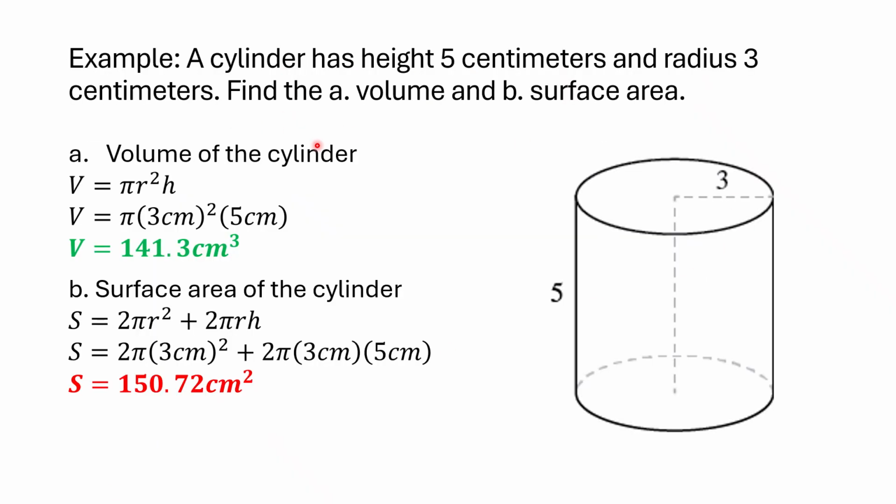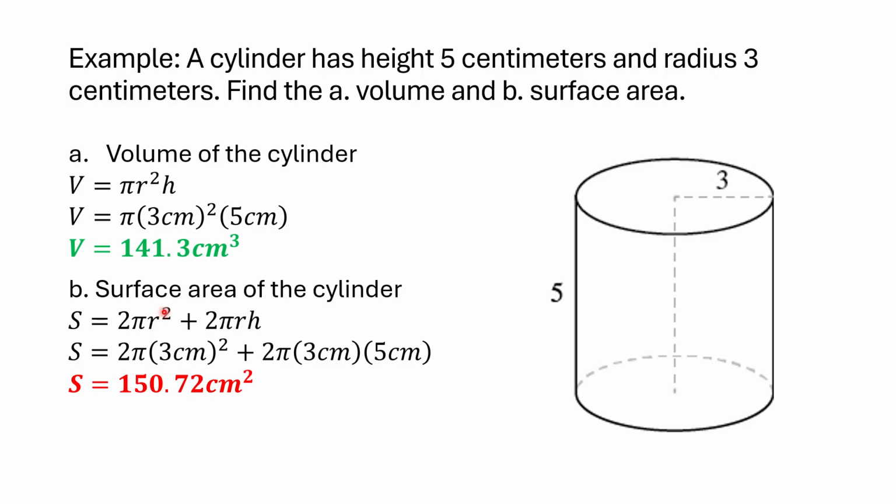Okay, now let's take this example here. A cylinder has a height of 5 centimeters and radius 3 centimeters. Find A, the volume, and B, surface area. From the formula of the volume of a cylinder, which is pi r squared h, substituting the given radius and the height, we got volume equal to 141.3 cubic centimeters, or cm cube.